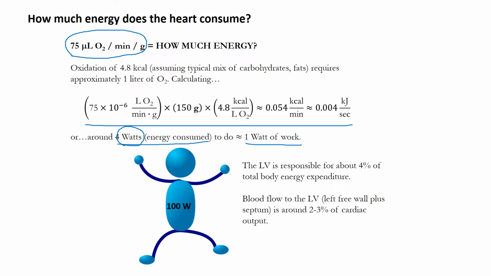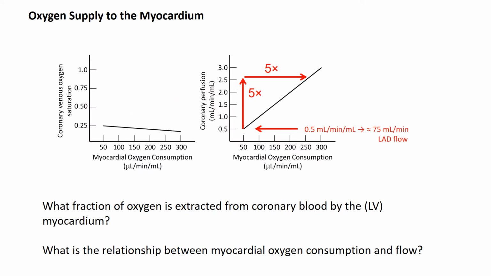And remember, the human body burns energy at around 100 watts, so the left ventricle is responsible for around 4% of total body caloric food energy expenditure. It's perfused with around 2% of cardiac output. Now I want to illustrate a couple of important concepts about oxygen supply to the myocardium.